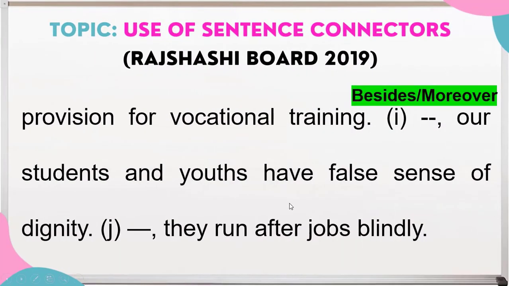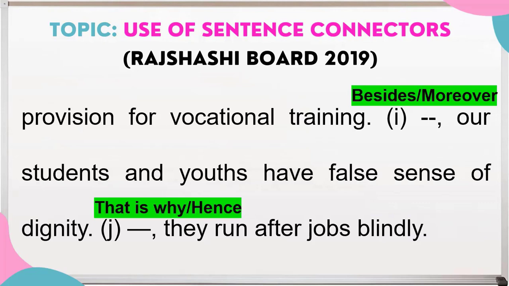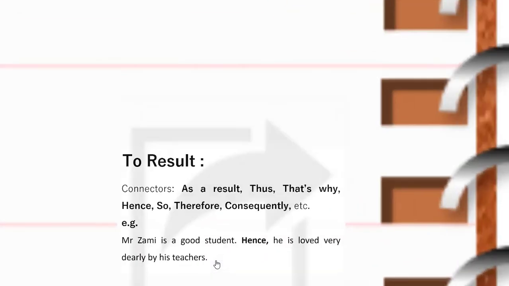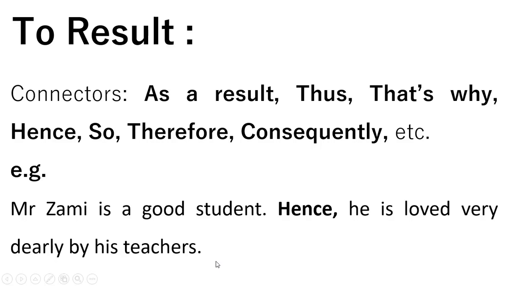And the last question, question J. They run after jobs blindly. This sentence of question J indicates result, and we know to indicate results, what connectors can we put? Yes, you are absolutely right. So let's match your answer with the answer given on the screen. Hopefully you have answered correctly this time also. Let's get in for details. To show result, connectors: as a result, thus, that way, hence, so, therefore, consequently, etc. For example, Mr. Jami is a good student, hence, he is loved very dearly by his teachers.